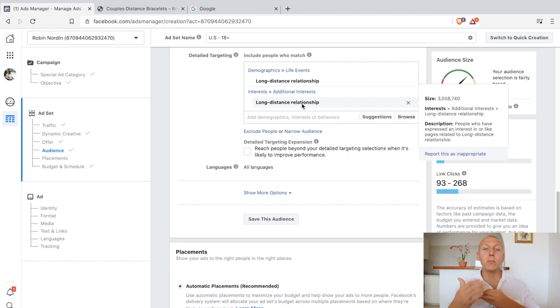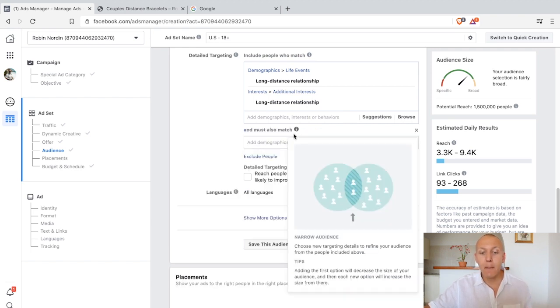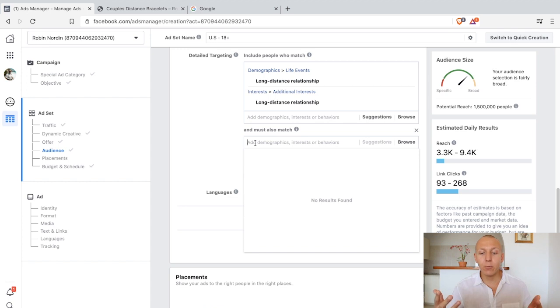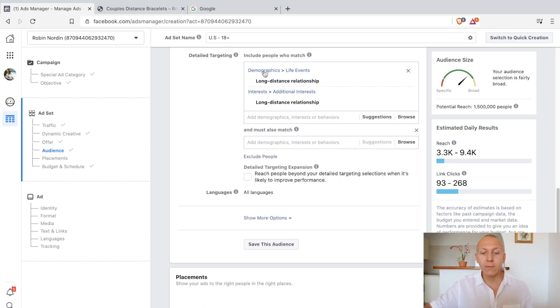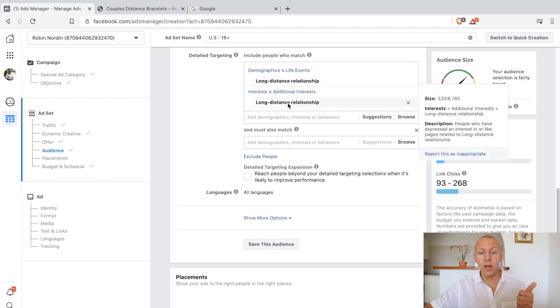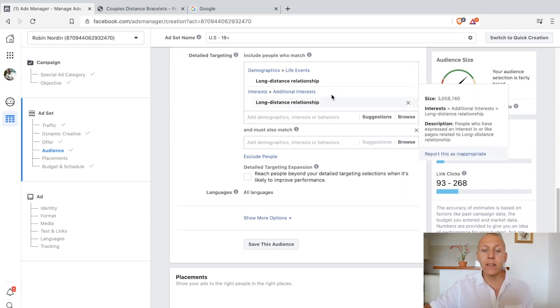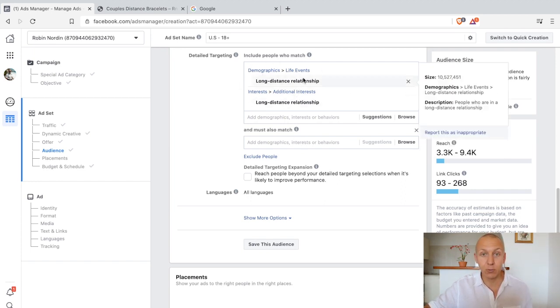So when we want to be more detailed in our targeting, we're going to use a button right down here that says narrow audience. So narrow audience means that now whatever we add in, they are going to have one of these to either be in a long distance relationship or like long distance relationship and match with this one, right? So whenever they are in the same box, they just have to match one of them.